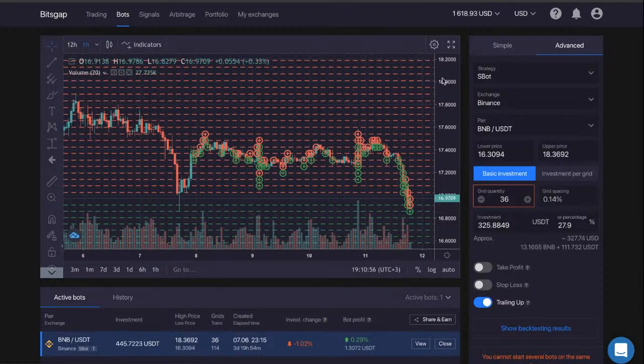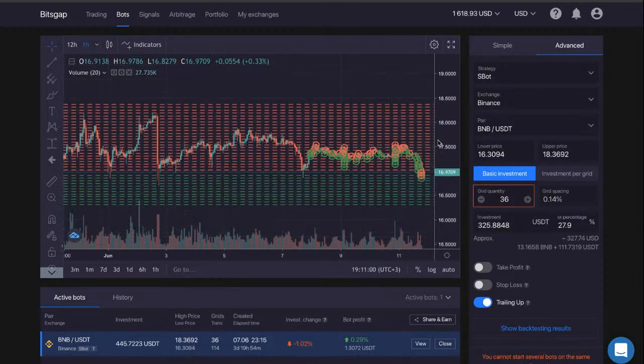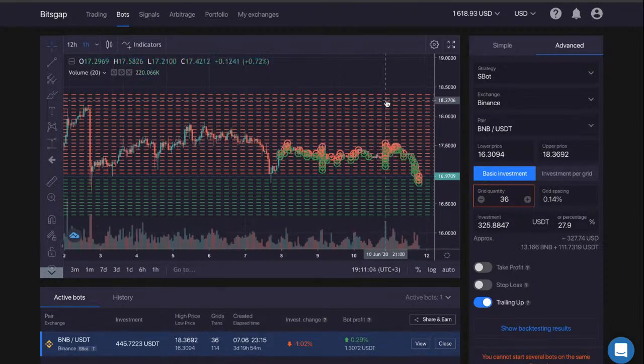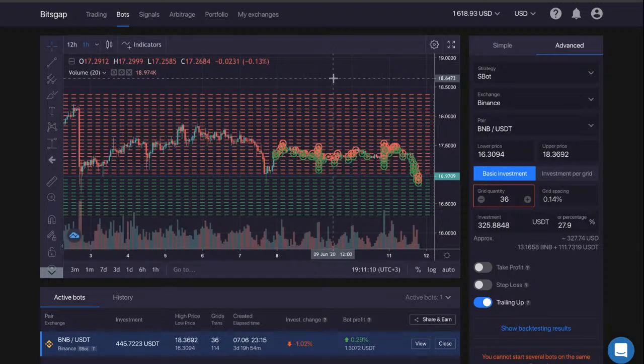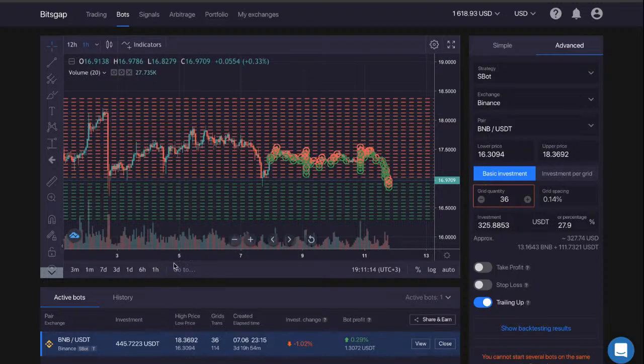Here comes the chart itself, which I can zoom out and zoom in any way I want. I can change the time frame. So that's pretty straightforward, and you must all be familiar with this setup.